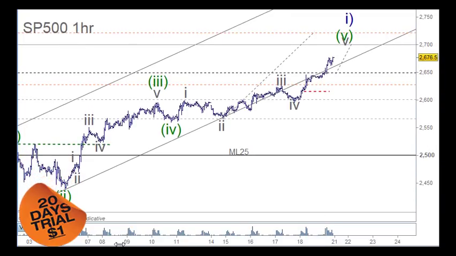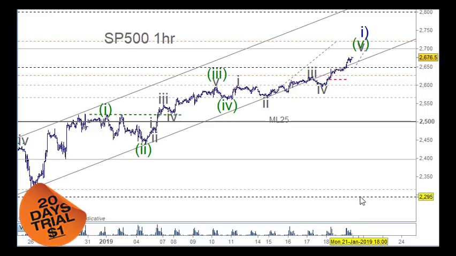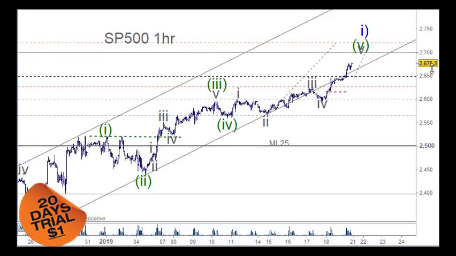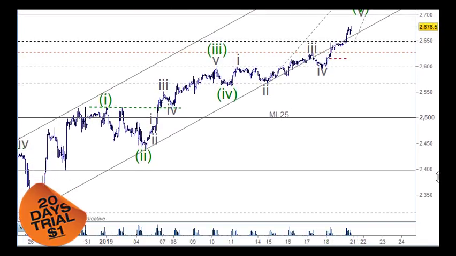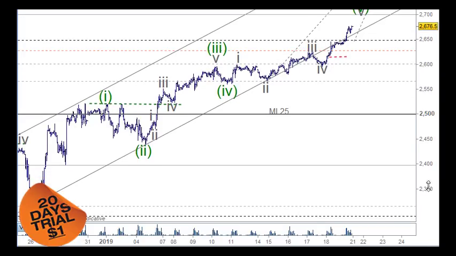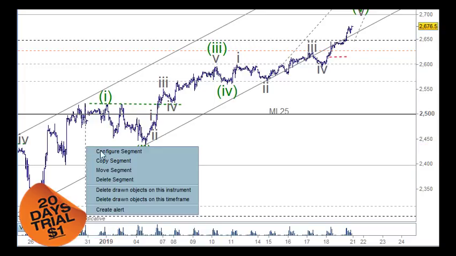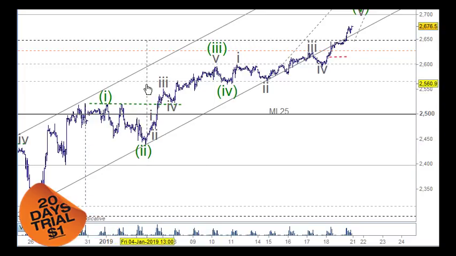The only thing that I don't particularly like about this structure is that if we look at the length of wave 1 here, just roughly down into this space here, and then we copy that and put that on the low of wave 2 there, close, we can see that wave 3 is shorter here. So that's the reason I don't particularly like this count, but that's okay.